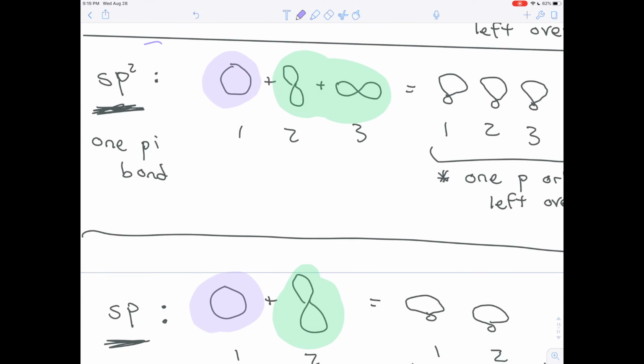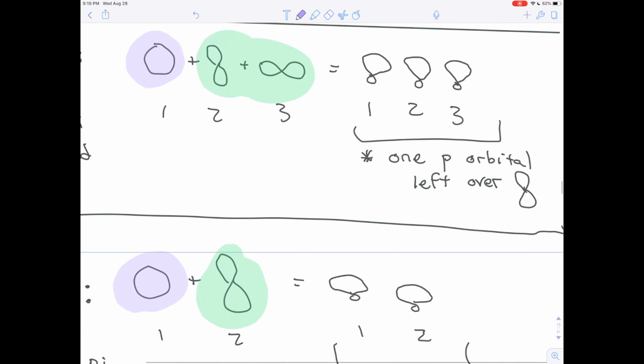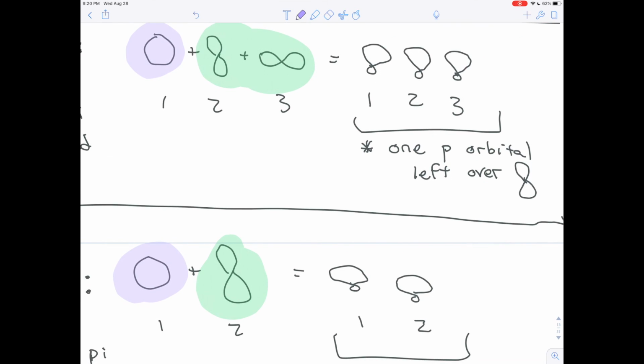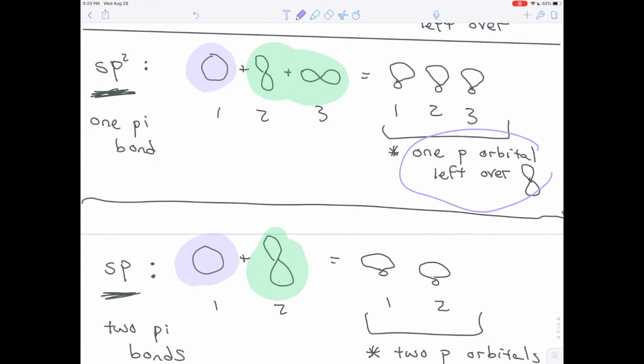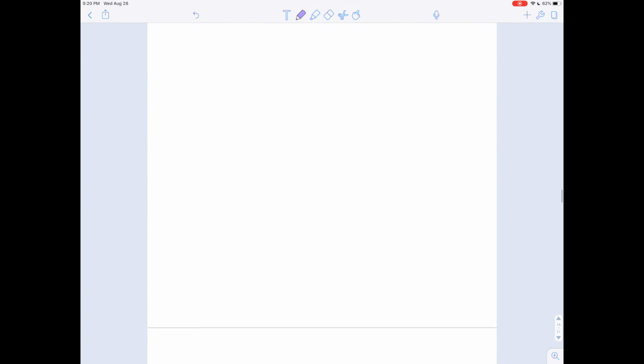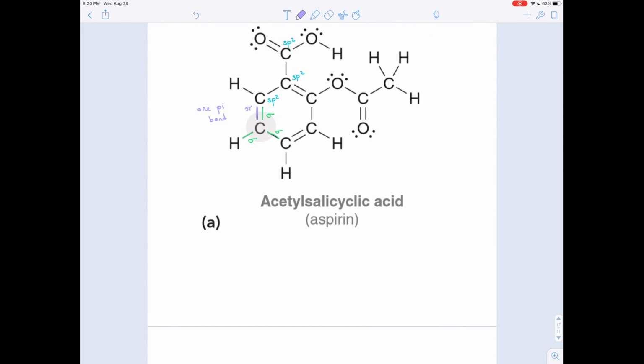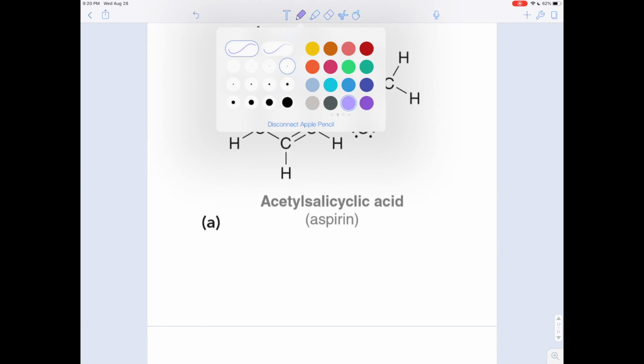Whenever you have just one pi bond, it's sp2 hybridized, because if it's sp2 hybridized, that means you have only one p orbital left over. You mixed the other two with the s, and this p orbital that's left over can form the pi bond. So this carbon down here is sp2 hybridized.